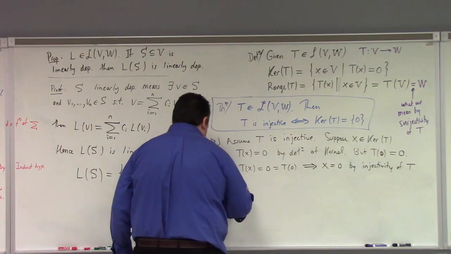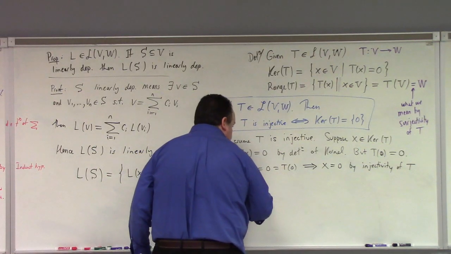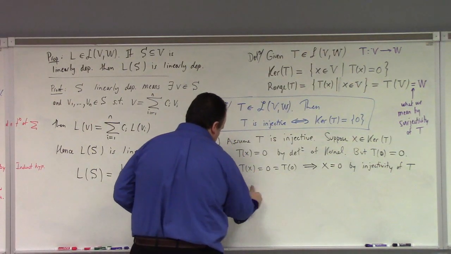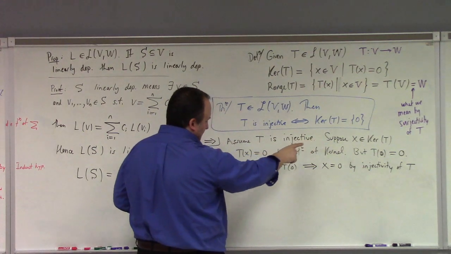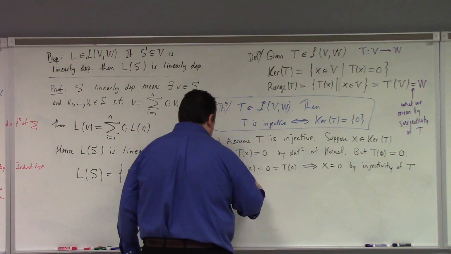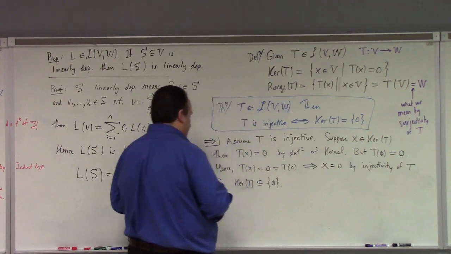So, apparently, the set containing 0 is a subset. So kernel of T, I picked x in kernel T, right? And I just showed x is equal to 0. So I believe that shows that the kernel of T is a subset of the set containing 0, right?